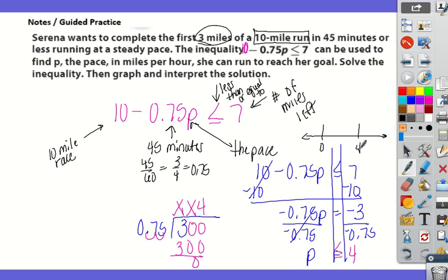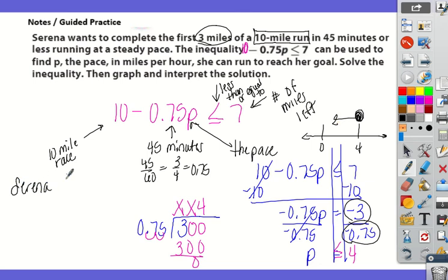So it was good that we ended up with a positive, so pay attention that we had a negative divided by a negative, which is a positive 4. Our race pace has to be a positive number because we can't run backwards in time, right? So then this is going to be a closed circle, and it's going to be less than or equal to. So then we can just write this as a sentence.